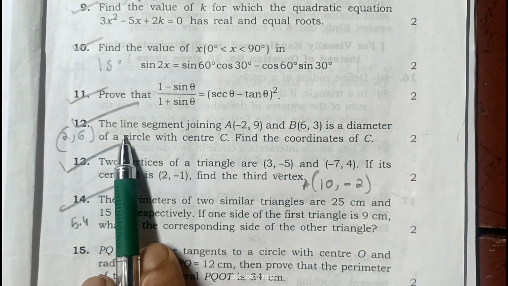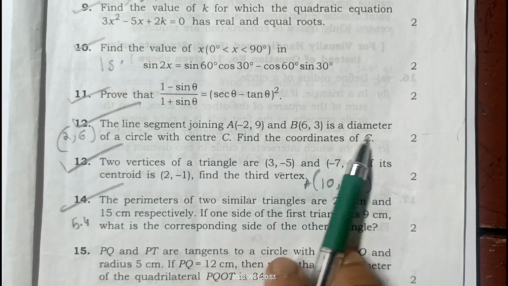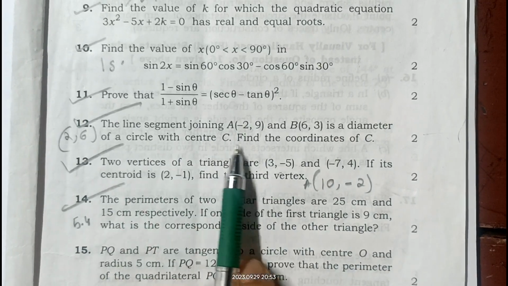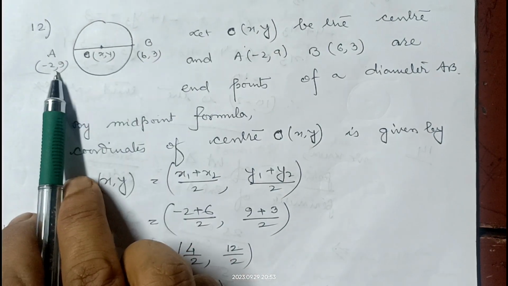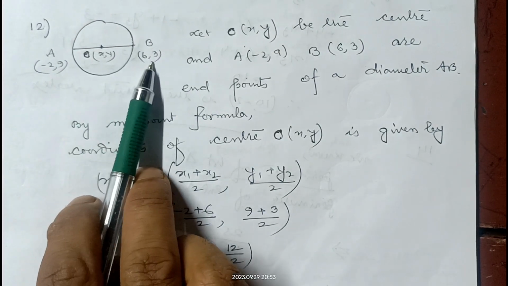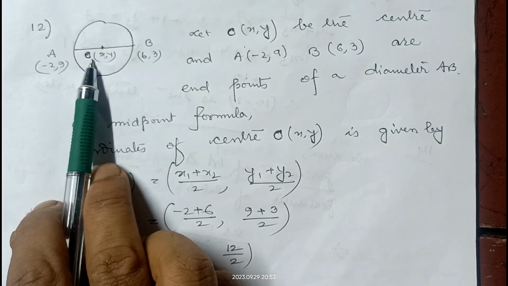Question number 12. The line segment joining A minus 2,9 and B 6,3 is a diameter of a circle with center C. Find the coordinate of C. Here it is given that this is the diameter. A is given minus 2,9, B is 6,3, and we have to find the coordinate of center, which is C.